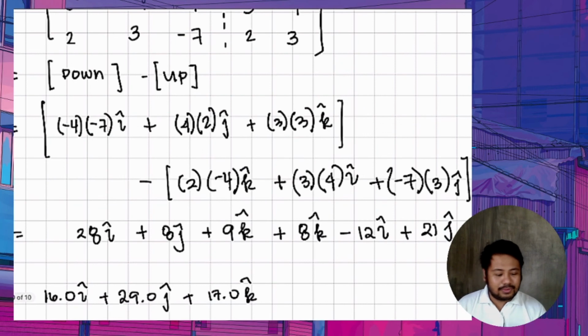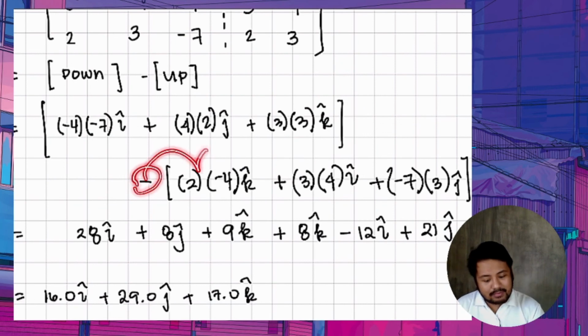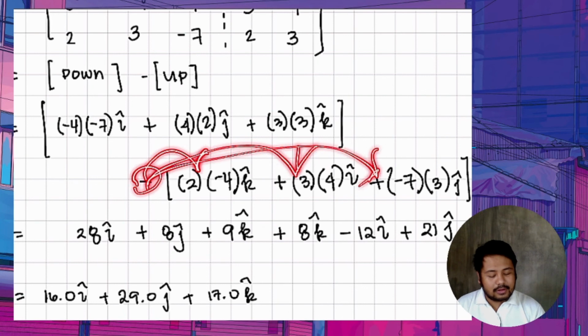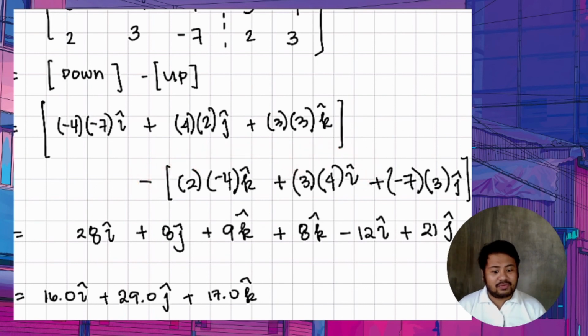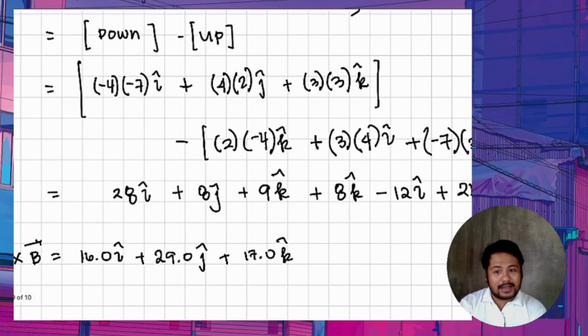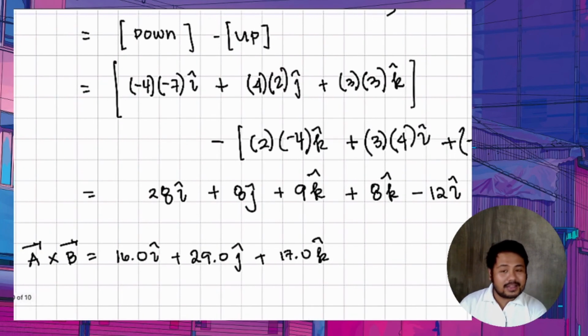And then you could distribute this negative sign inside. All the positives will be negative, and negative times negative will become positive. So we now have 28 i hat plus 8j hat plus 9k hat plus 8k hat minus 12 i hat plus 21j hat. Combining all the like terms, we now have A cross B equal to 16i hat plus 29j hat plus 17k hat. So that's for our sample problems.